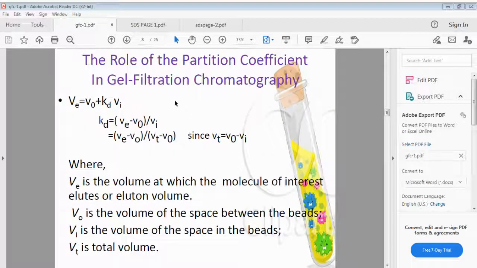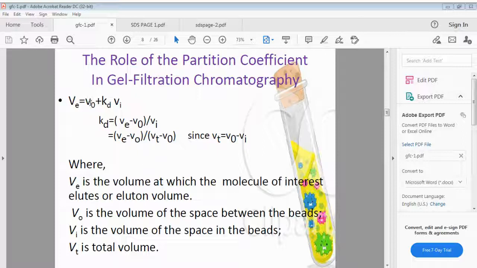So there is a small formula for the elution volume. VE is the elution volume. So you have a formula, VE is equal to V0 plus KD into VI. VE is the elution volume, that is the volume of the mobile phase required to elute the particular sample, the volume at which the molecule of interest elutes, the volume of mobile phase that is required to elute a particular sample in a mixture.